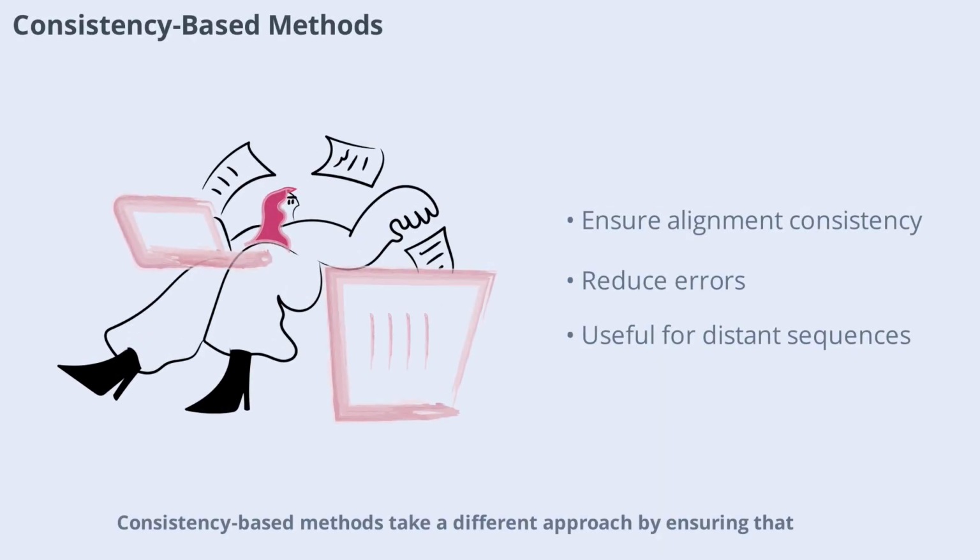Consistency-based methods take a different approach by ensuring that the alignment is consistent across all pairs of sequences. These methods use information from pairwise alignments to guide the multiple alignment, reducing the risk of errors. T-Coffee is a well-known tool that uses this strategy. Consistency-based methods are especially useful for aligning distantly related sequences, where traditional methods may struggle.